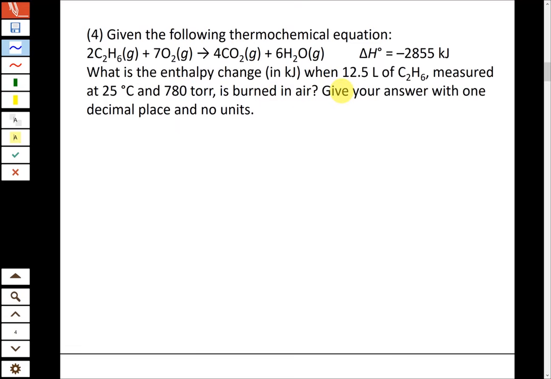Okay, the way we treat these problems is essentially like a stoichiometry problem, where we know that the delta H tells us the enthalpy change is negative 2,855 kilojoules when 2 moles of C2H6 burns, and we want to figure out what is delta H when this amount of C2H6, 12.5 liters at this temperature and pressure, is instead burned.